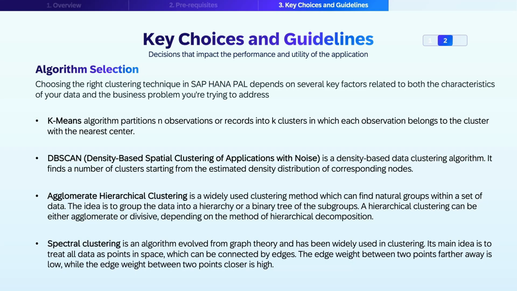Spectral clustering is an algorithm evolved from graph theory and has been widely used in clustering. Its main idea is to treat all data as points in space, which can be connected by edges. The edge weight between two points further away is low, while the edge weight between two points closer is higher.